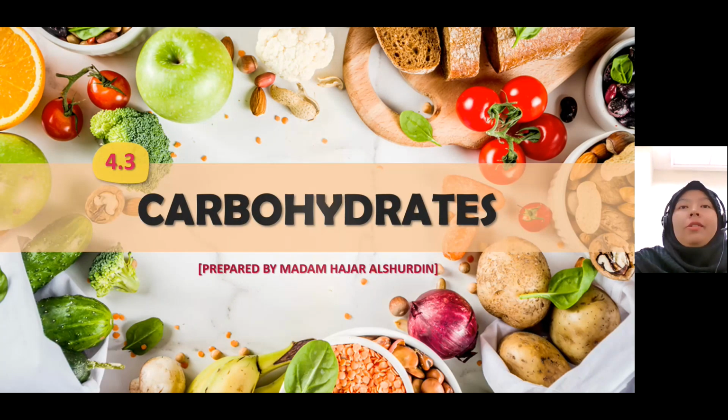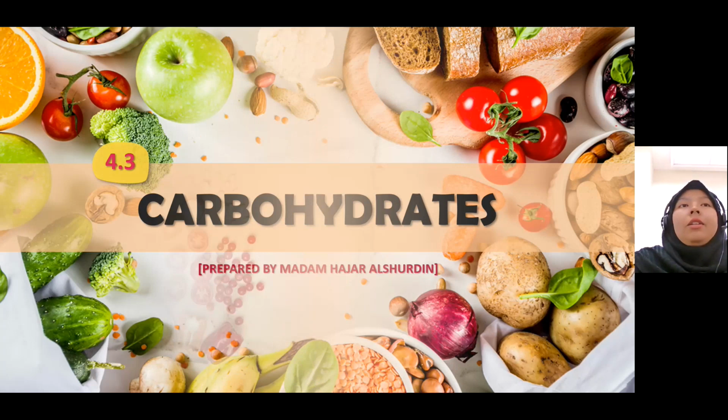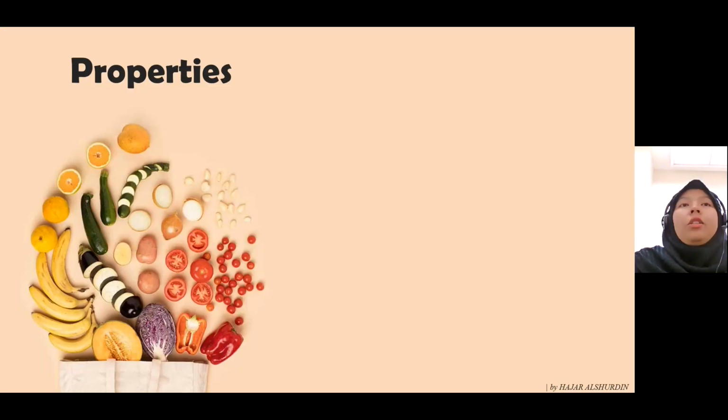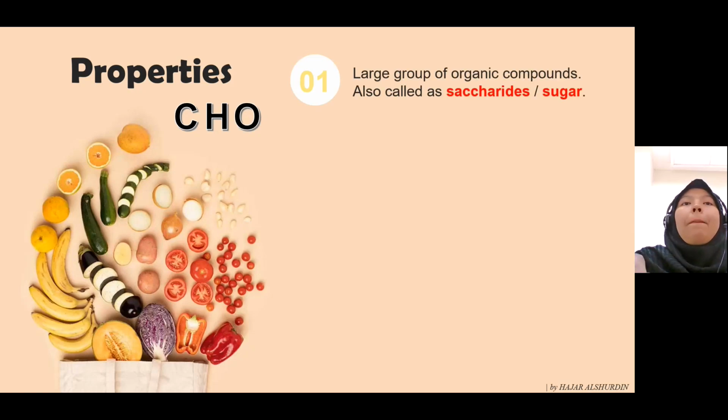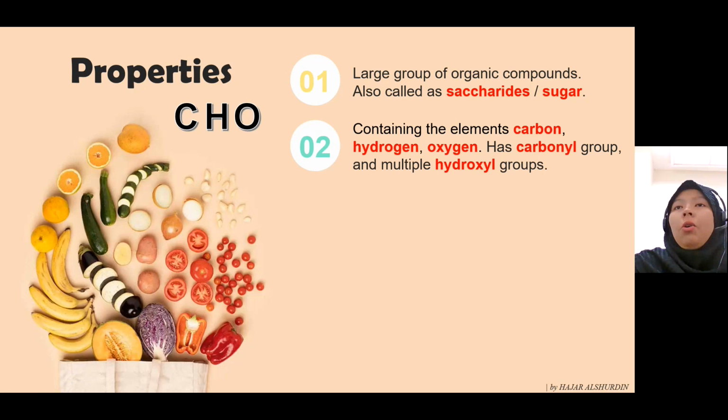Okay, for carbohydrates, the first element of this topic is carbohydrate. So these are the elements present in carbohydrate: carbon, hydrogen, and oxygen. It is a large group of organic compounds, also called saccharide or sugar. So the elements in carbohydrate are carbon, hydrogen, oxygen.